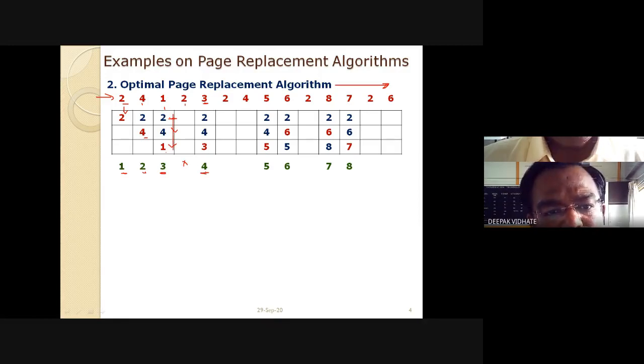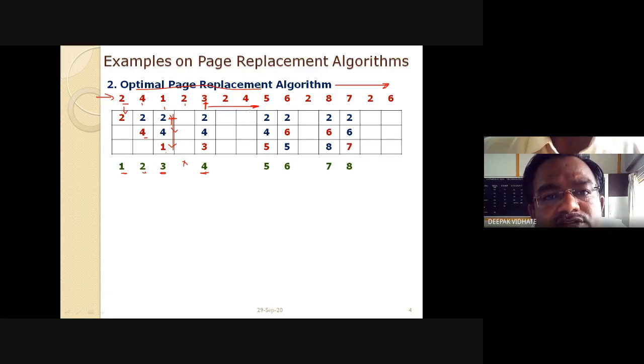Now out of this 2, 4, and 1, which page am I going to replace? The optimal page replacement policy says to replace the one out of these 3 which will not be required. I am at 3 now, so from here I have to look in the future direction. 2 I require immediately here, then 4 also I require after 2. Means after 3 immediately I require 2, and after 2 immediately I require 4.